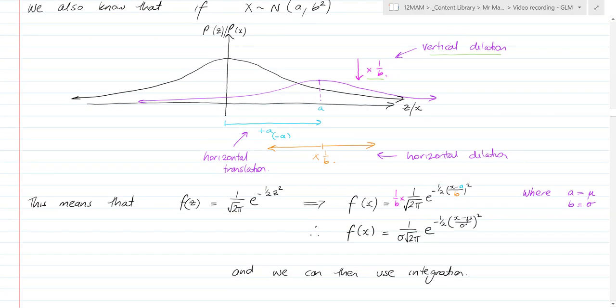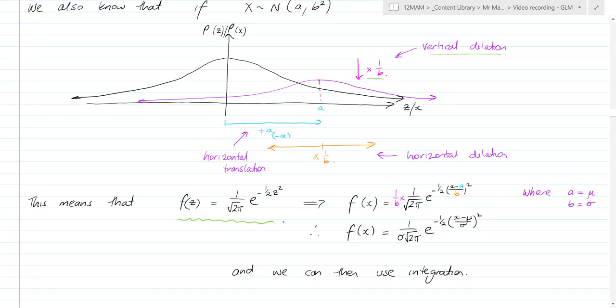So this actually means that our standard normal distribution, which has a function f of z equals 1 on root 2 pi e to the negative half z squared, my 2's don't have strokes to them, so let's get that in mind, can be transformed to a raw score where f of x equals 1 on b. This is our vertical dilation, and this is where we put it on the outside in pink. 1 over b root 2 pi, that's just a number, e to the negative half x minus a, so that then represents our horizontal translation over b.